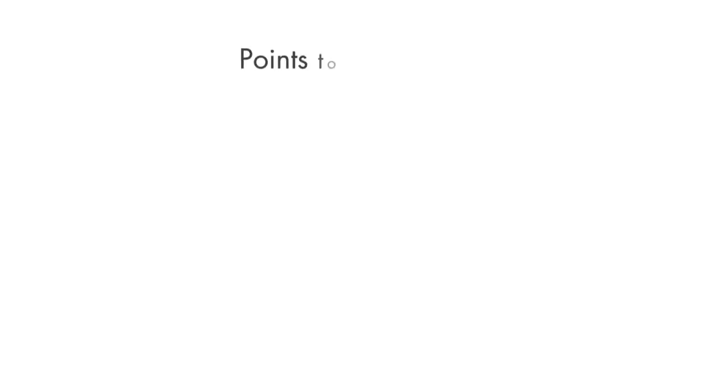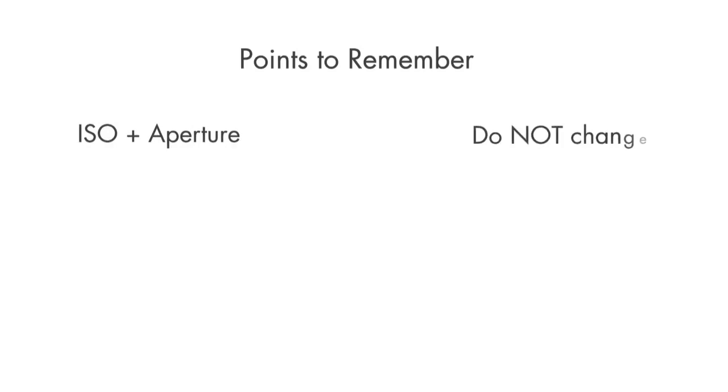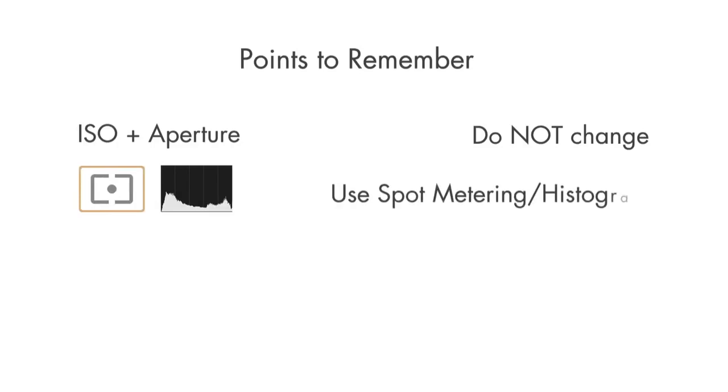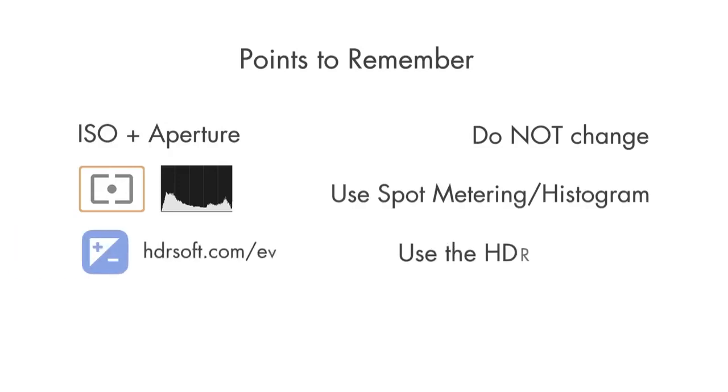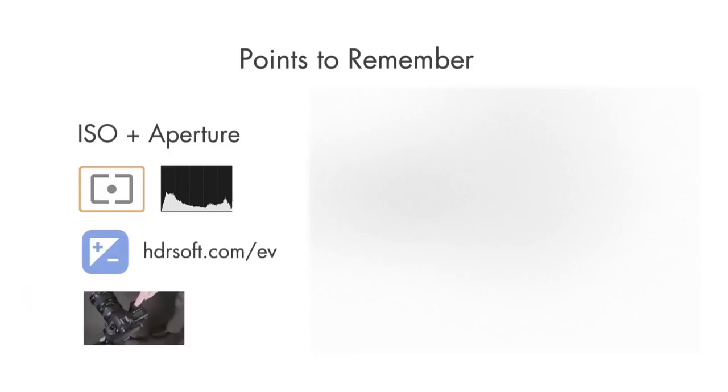So, here are the important points to remember when taking bracketed sets using the advanced technique. Keep your ISO and aperture unchanged between shots. Use your camera's spot metering function or histogram to work out the shortest and longest shutter speeds. Use the HDR exposure calculator to work out the photos you need. You can also take your photos manually, one at a time.